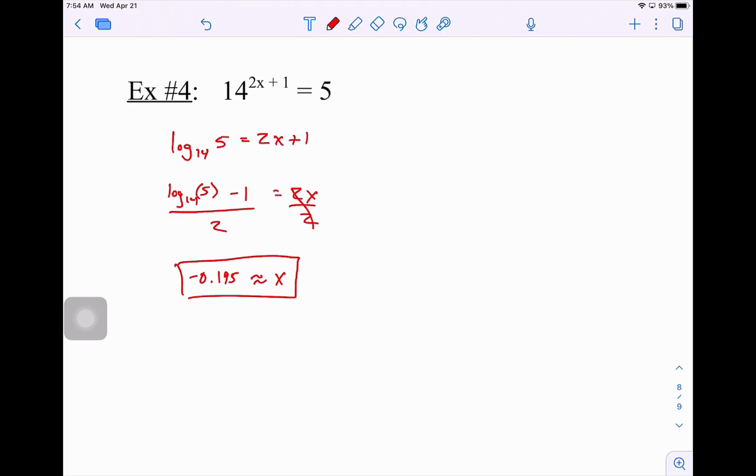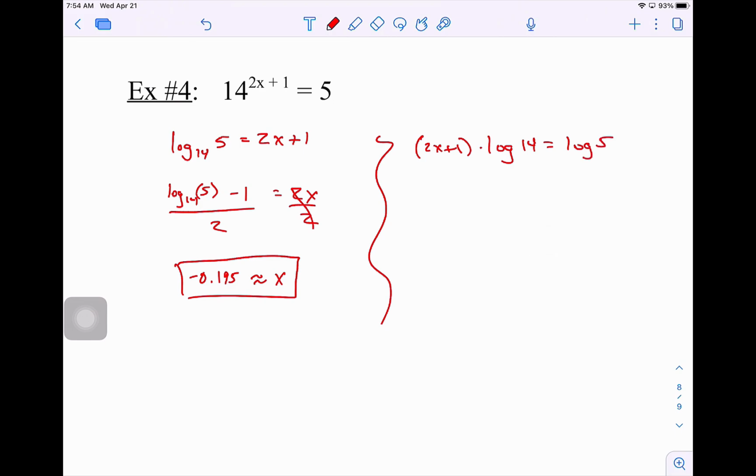Option number 2, if you did it the other way right away: the exponential part is already by itself, so I don't have to worry about getting the exponential part by itself. Therefore, I can take the log of both sides and bring the 2x plus 1 out front. If you did it that way, here's what your work would look like. 2x plus 1 comes out front, times the log of 14, equal to the log of 5.